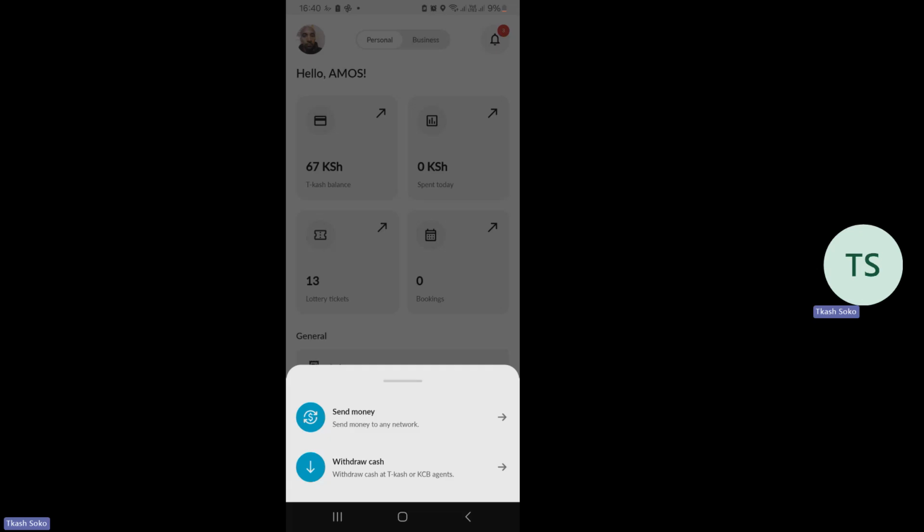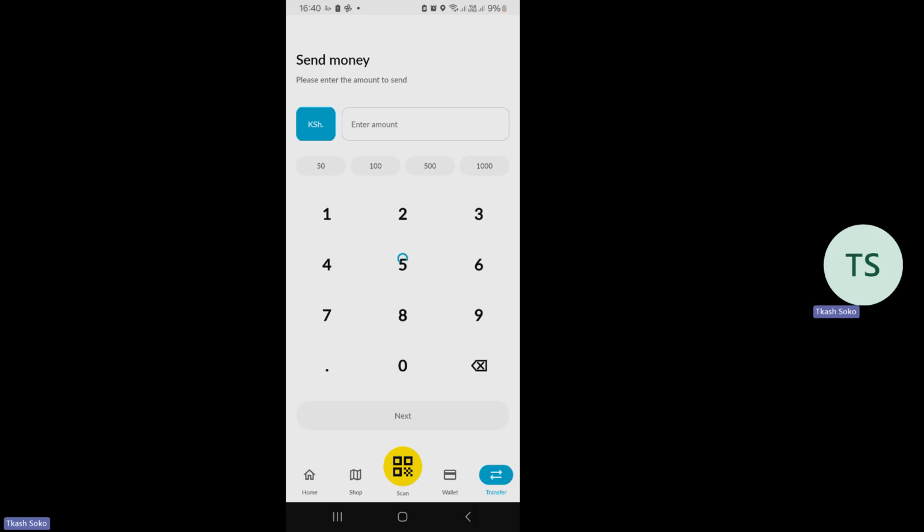So nikitaka kusend, nitabonyeza send money. Then I must know how much I have in my Tcash wallet. My Tcash wallet has 67 shillings. So I can't send 100. So I won't even put 100 because 100 is more than I have. So take an amount that is similar to what I have. For example, in the platform, I have around 67. So I can go with sending 50 shillings. Nikibonyeza 50, that is the amount.